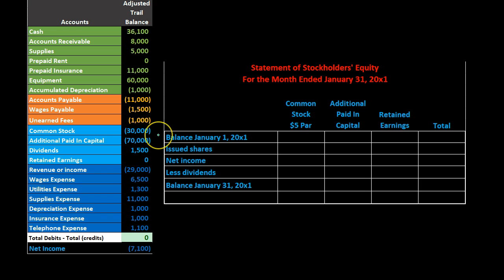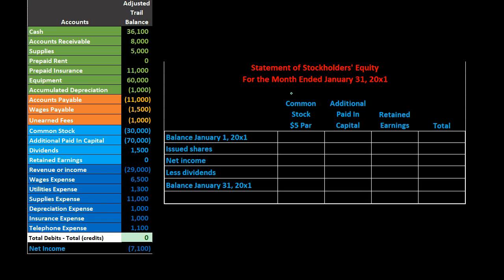So in other words, it's going to have the balance as of the beginning of the time period, January 1st, the balance as of the end of the time period, January 31st, and group together the kinds of activities that happened during that time period. Now, the only difficult thing about the statement of stockholders' equity, or the main difficult thing, is to know how to group the stockholder equity statement out.